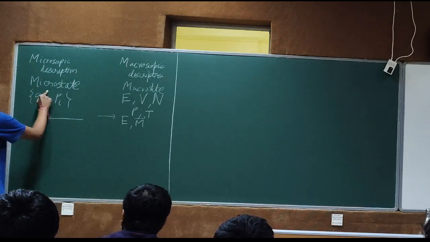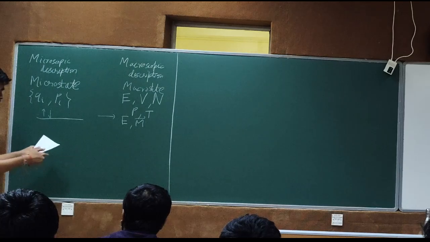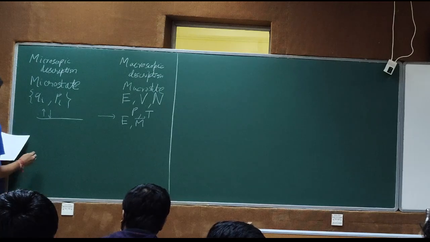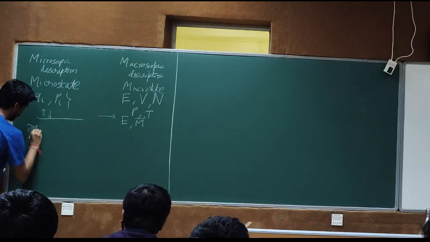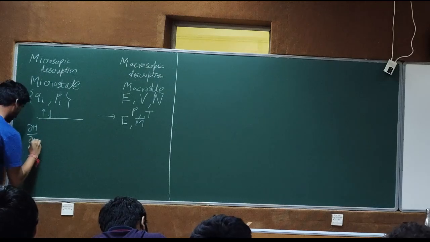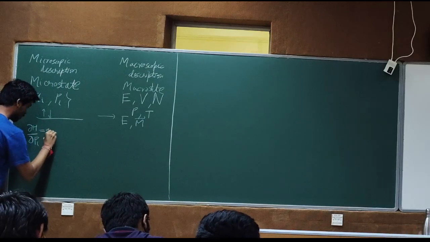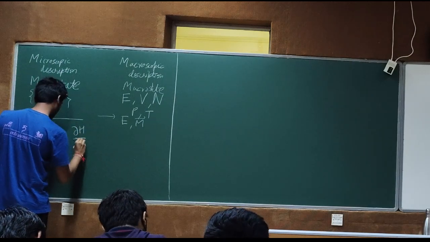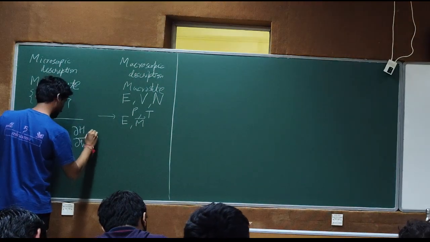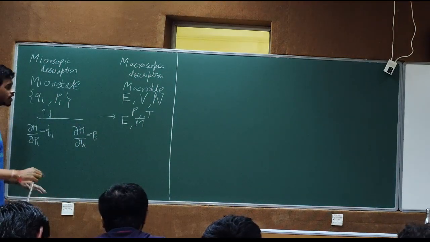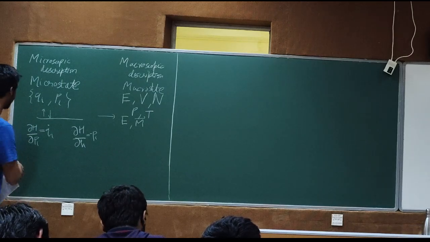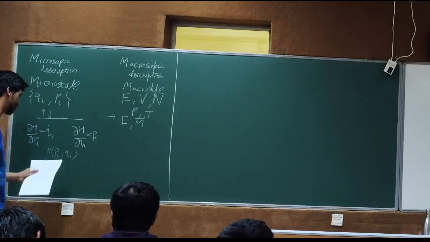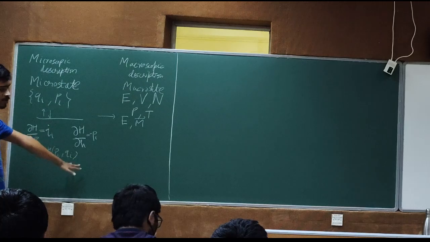So what laws does this microstate follow? How does it evolve in time? In classical mechanics, that is given by Hamilton's equations. You construct the Hamiltonian of the system, and this Hamiltonian is a function of all the generalized coordinates and momenta of the system, and these equations give you the dynamics of the system.